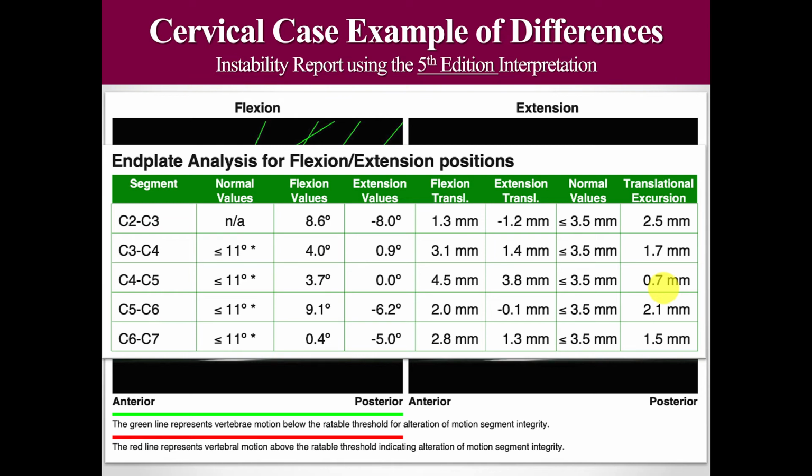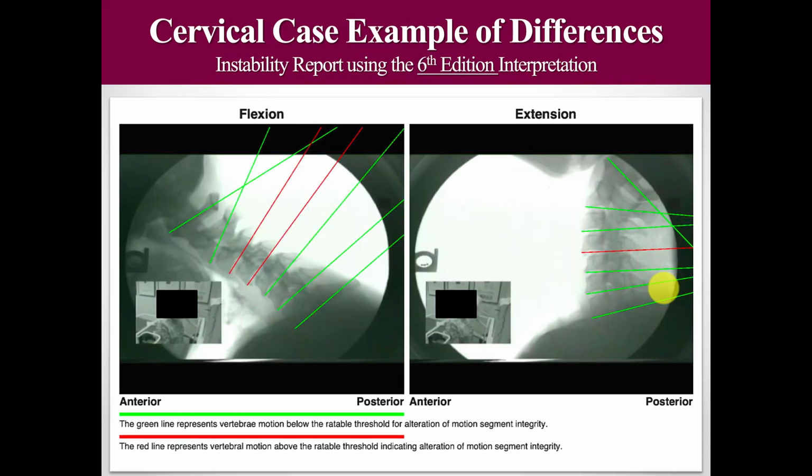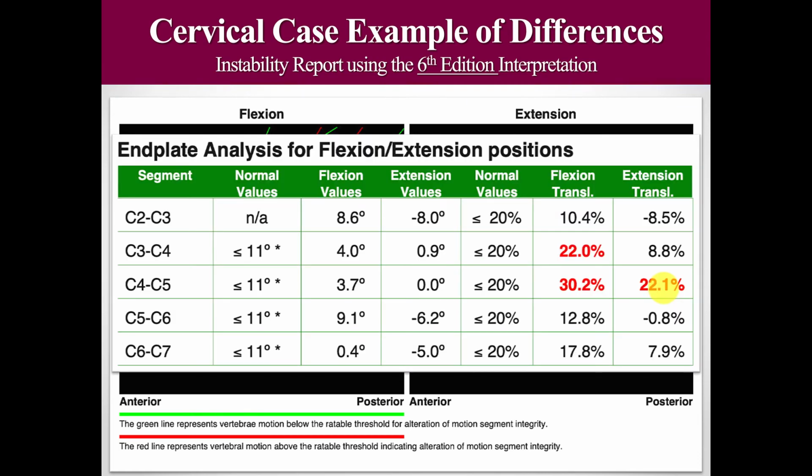But this is why I think the AMA guides did a lousy job here. Okay, so let's see what happens with the same case when we switch it to the 6th edition. 6th edition, same spine. What's going on here, right? So percentages classify in flexion or extension. So now we have an instability noted on the 6th edition that was missed in the 5th edition.